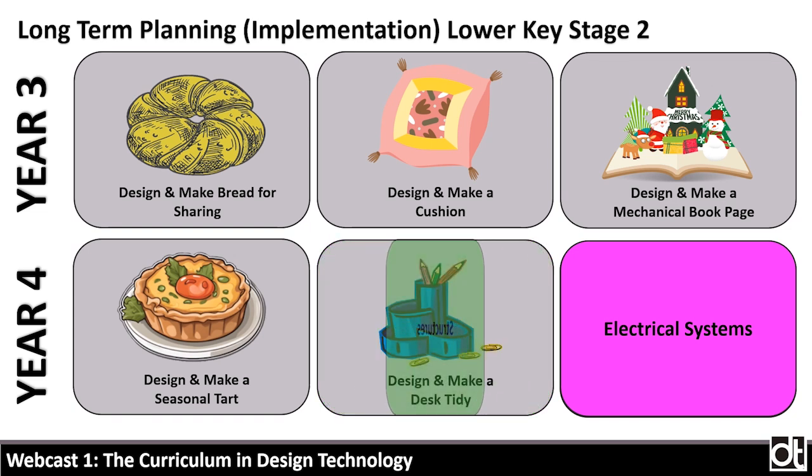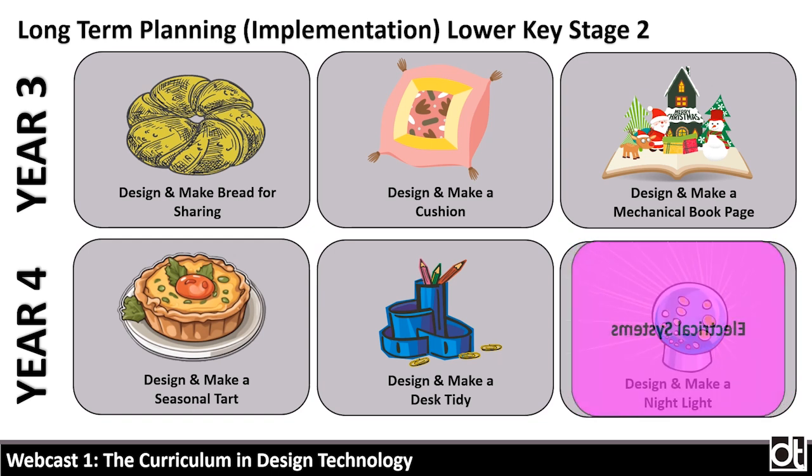Having learnt about frame structures when making a model playground, in this unit, children are introduced to shell structures, different techniques and materials to make shell structures, and how they can be joined together when designing and making a desk tidy. When designing and making night lights, children have the opportunity to apply their knowledge of simple circuits from science lessons to create a product that uses an electrical system.